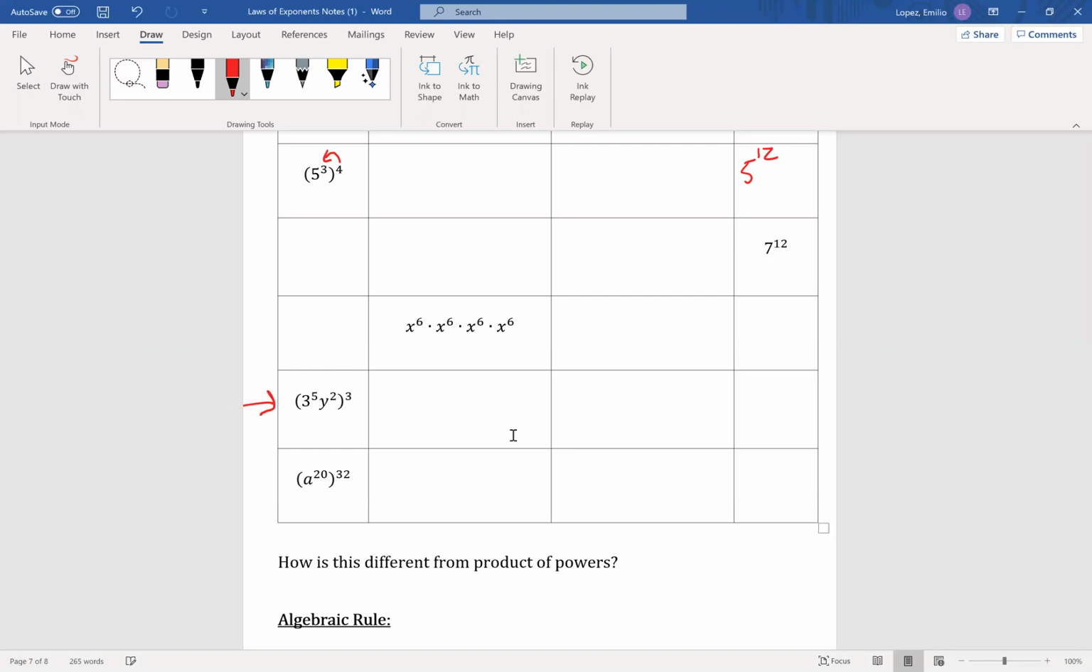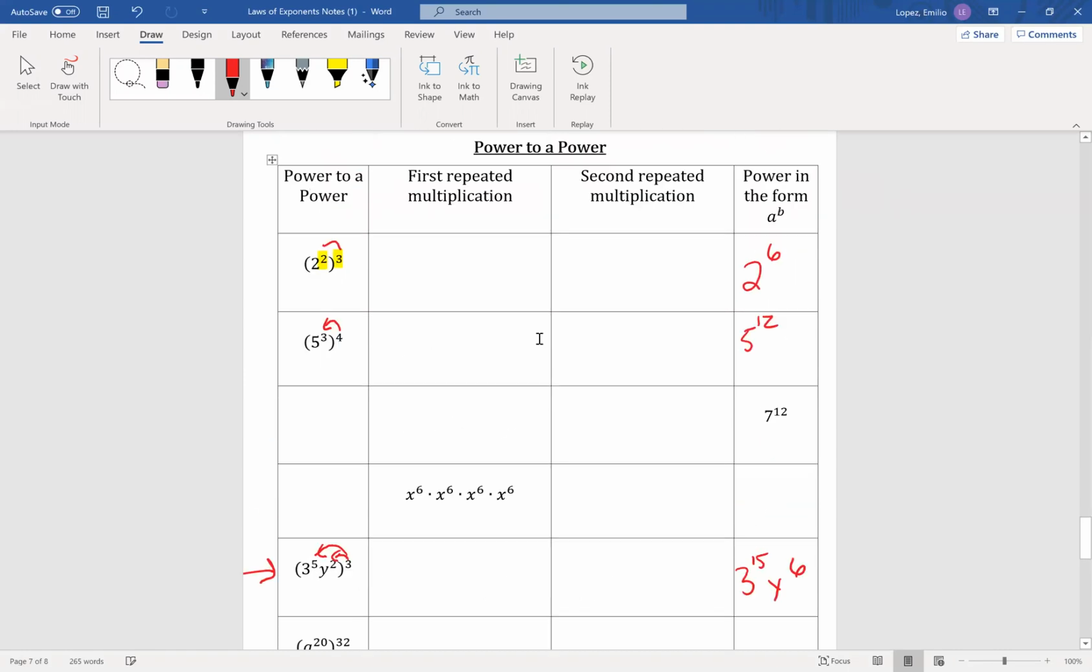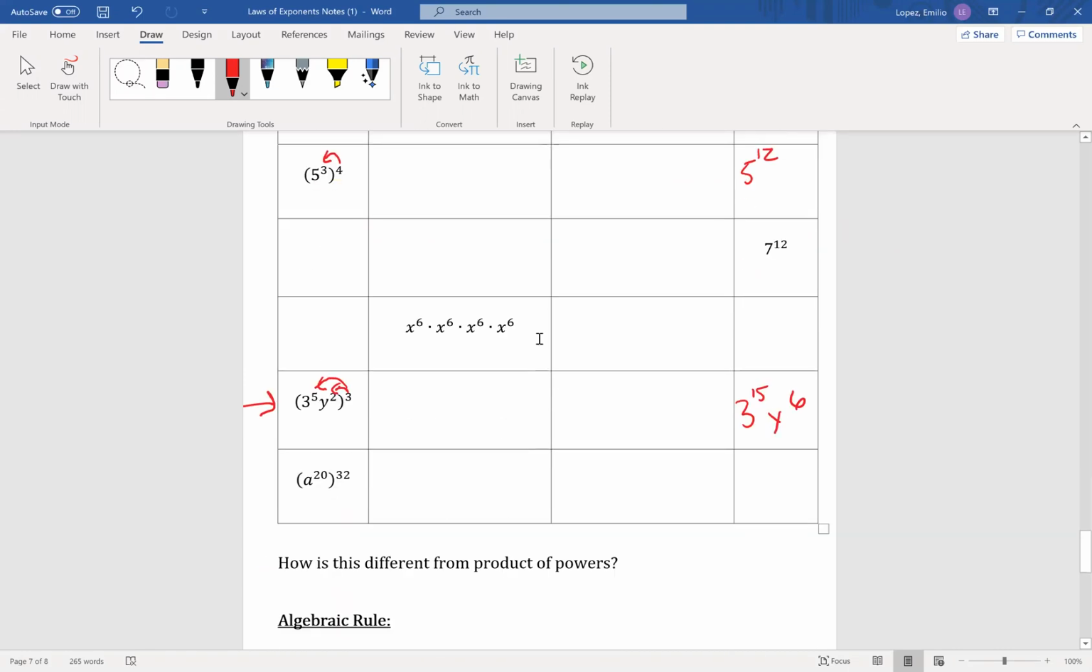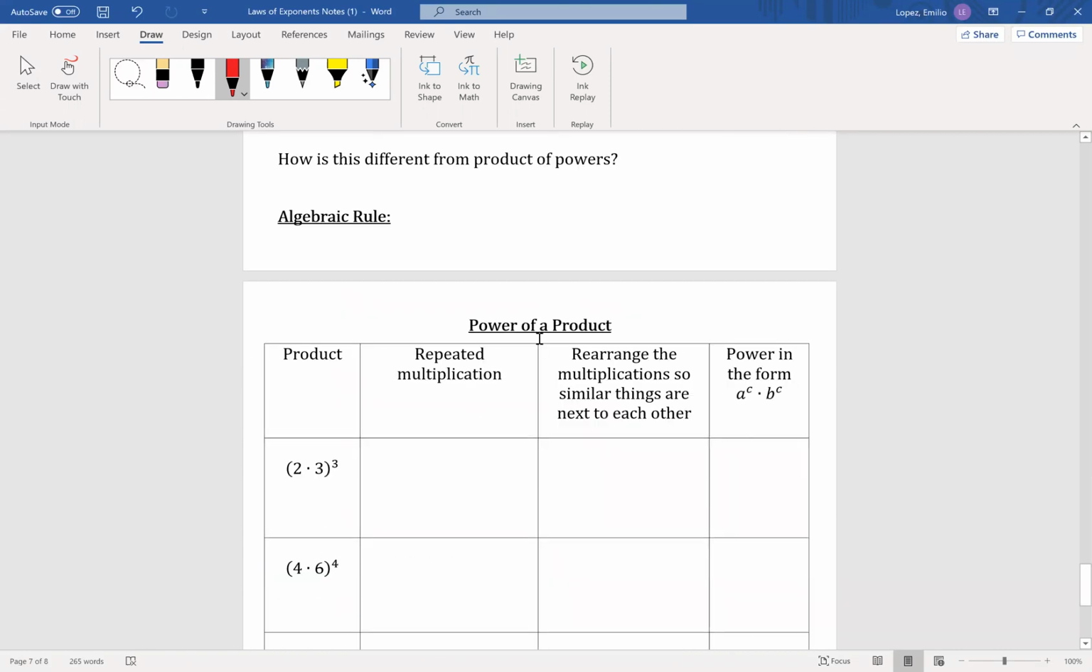So on this one, you have multiple terms inside the parentheses, but you do everything the same. You're just going to take the 3 and you're going to multiply it by every power inside the parentheses. So you do 3 times 5, which gives you 15. And then you do 2 times 3, which gives you 6. So the correct answer would be 3 to the 15th power and y to the 6th power. So just remember, when you're doing power to a power, you multiply everything in the parentheses by that.